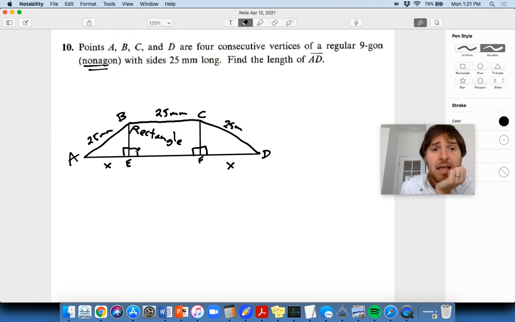But anyways, because it's all coplanar, we have BE and CF are both perpendicular to AD, right? Why? Well, we drew them that way. Through a point outside of a line, there's exactly one perpendicular we can draw to this line AD. Because of that, we have the theorem that tells us that in a plane, if two lines are each perpendicular to the same line, these two lines are parallel to one another. So these are parallel. Okay, that's nice.